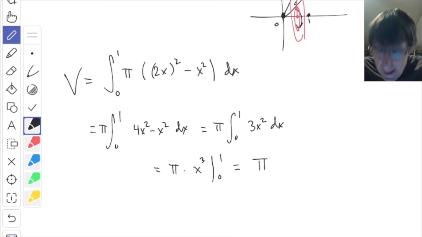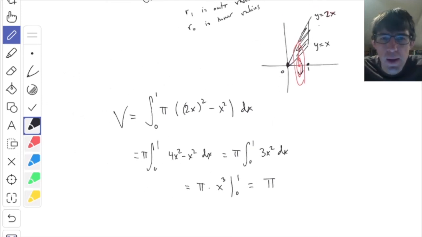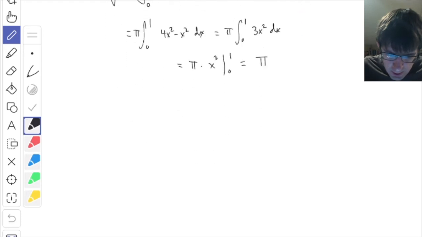Bet you weren't expecting that. Pi from that weird shape. Its volume is pi. It's true. Any questions about that one? All right, I've got one more slight variation, and then I have one I want you guys to try.